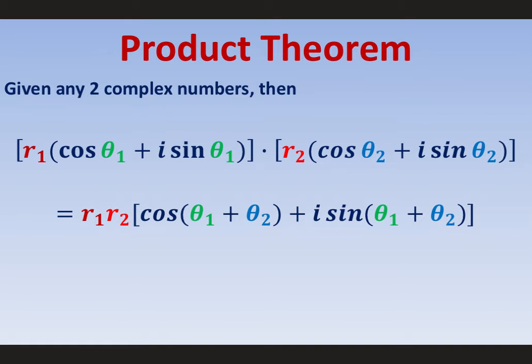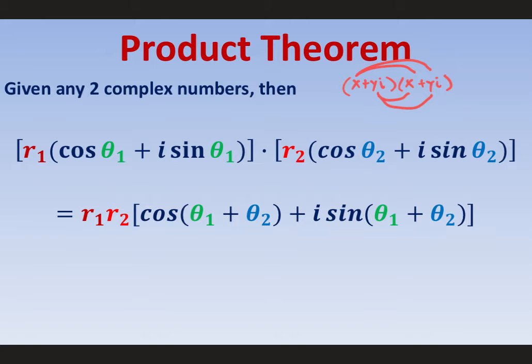The product theorem is nice and convenient, and this is why we like polar form: it's pretty easy to multiply numbers that are in polar form. If you remember in rectangular form, if you had x plus yi times x plus yi, you had to distribute: x times x, x times yi, yi times x, yi times yi. You had to worry about i squared. You had to worry about a bunch of things. In polar form, you don't have to do any of that.